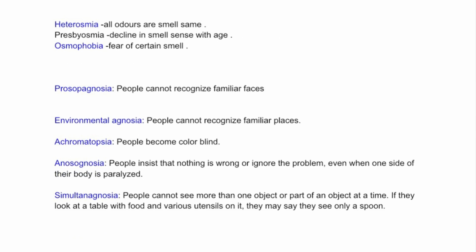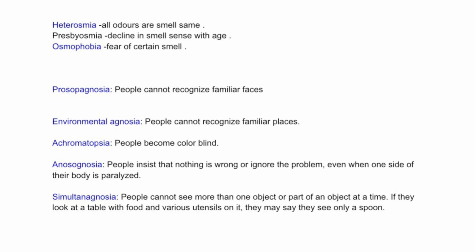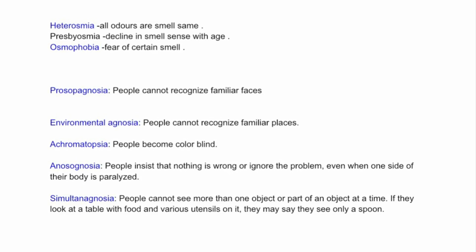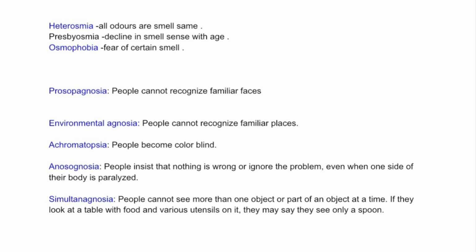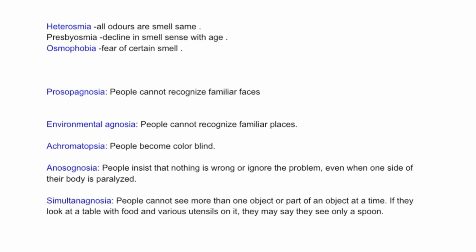Prosopagnosia: people cannot recognize familiar faces. Environmental agnosia: people cannot recognize familiar places. Achromatopsia: people become colorblind.